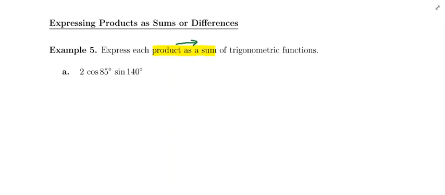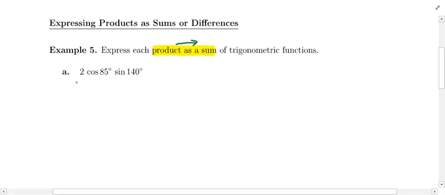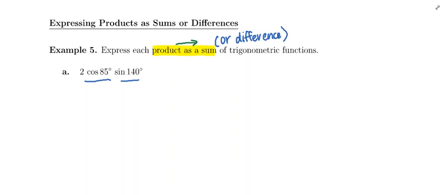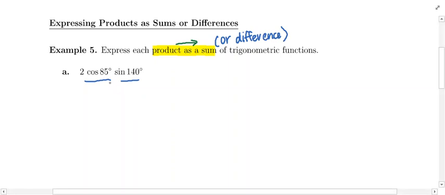The directions are saying to take this product, and this is a product because it's basically something times something, and you need to convert it into a sum. When they say sum, that could also be a difference, but usually in the directions, they just use the word sum. So the answer is going to be an equivalent expression, not a number. We're going to have to refer back to our product to sum formulas to figure out which one we need to use.